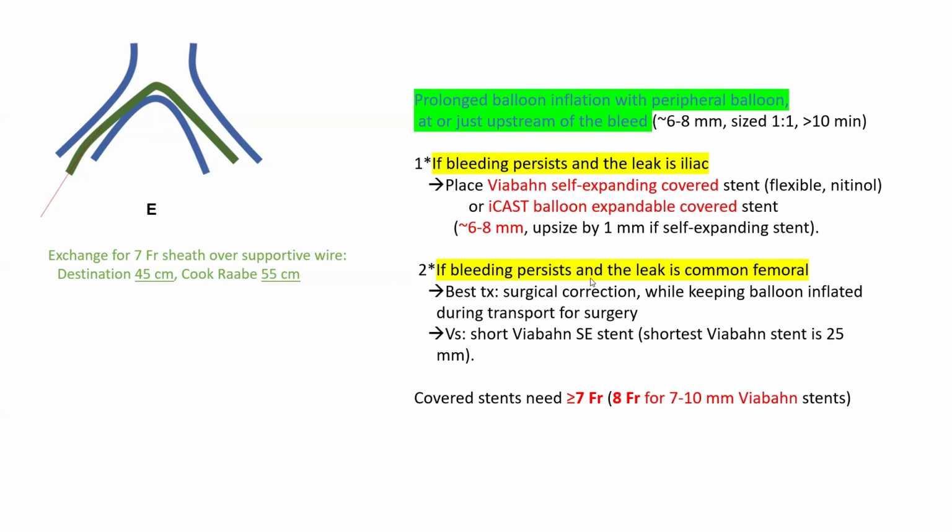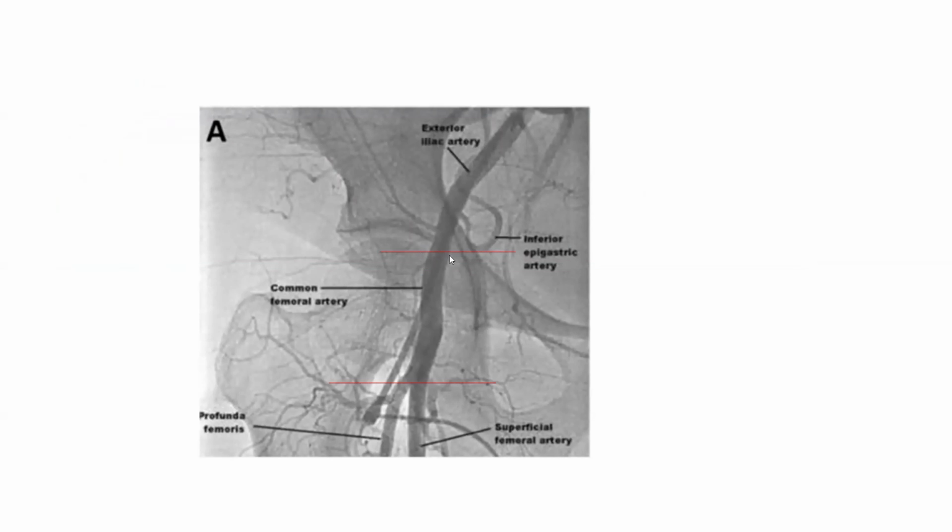Now, if the bleeding persists and the leak is common femoral rather than external iliac, if the leak is here rather than here, then placing a cover stent is no longer favorable for 2 reasons. One, a stent in the common femoral artery is more prone to fracture. You may place a short nitinol Viabahn stent that will make it less likely to fracture because it's short and it's flexible, but it's only when that perforation is high up here and very localized.